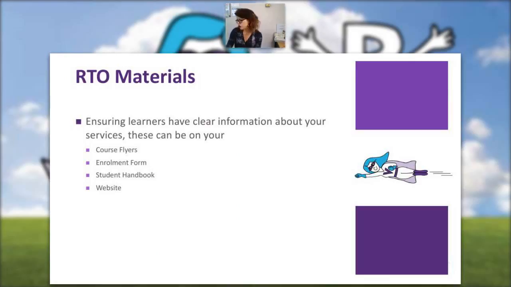Okay. So you're going to have a range of materials that you could present for your marketing, but you need to make sure it's really clear on all of your marketing material who's responsible for what. So if another RTO is delivering a unit of competency on your behalf, it should be clear on your marketing material that they will be a third party.